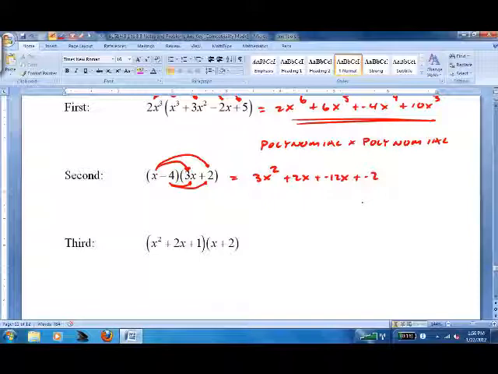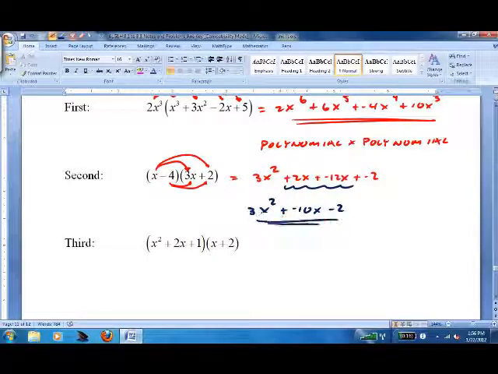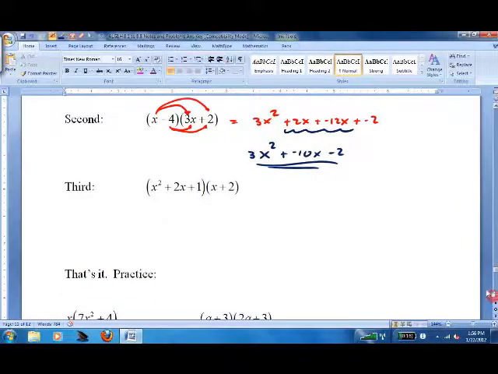This is the only tricky part, is we're not done because we have two like terms in the middle. So we've got to combine them. So we get 3x squared, negative 12 plus 2 is negative 10x, minus 2. Make sure you practice this a lot and get good at it. You're going to do this so often in math that you won't even remember that you never knew it in the first place. And the last one, distribute each piece.